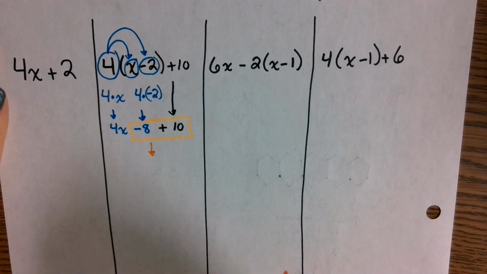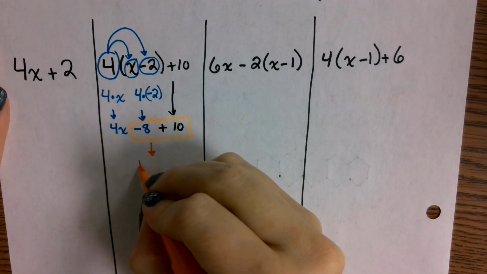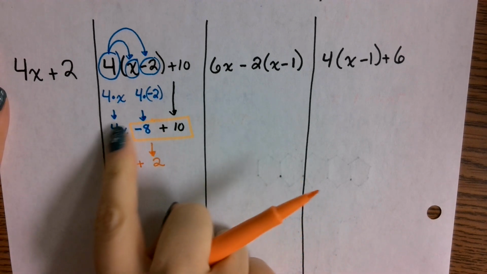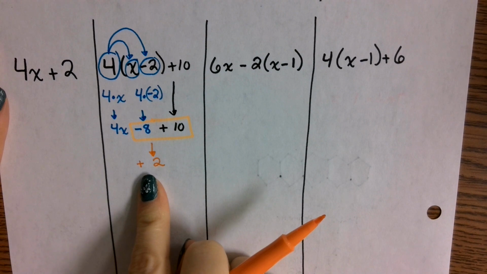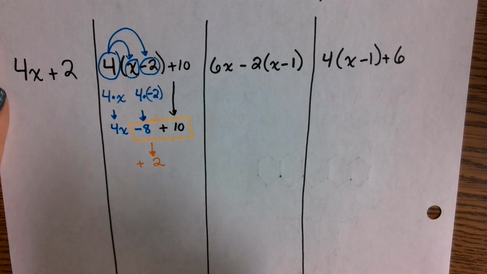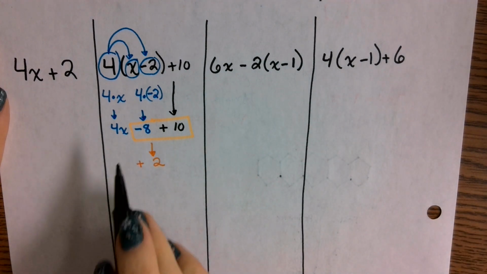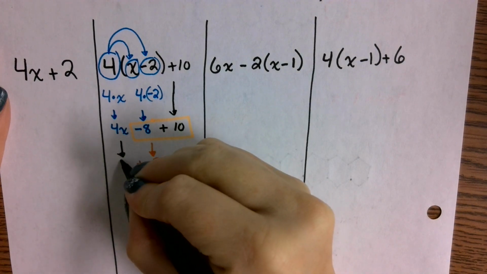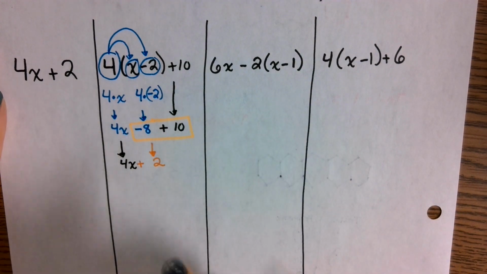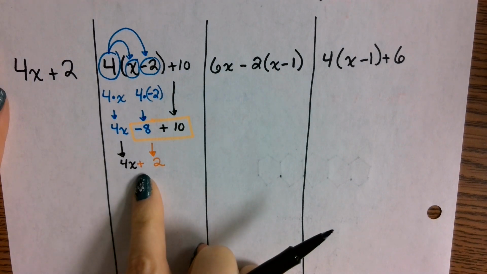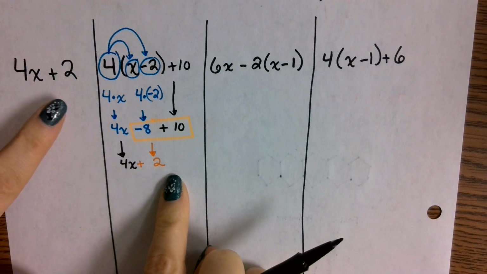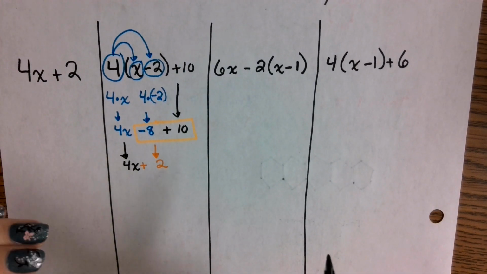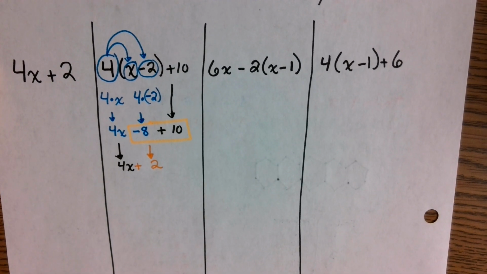And because it's positive, I'm going to write a plus sign in front of it. The reason being is because this is part of an expression. It's not just a number anymore. That 4x that I can't combine anything with is going to come straight down. So we now have the expression 4x plus 2, which is what we had right here. It simplifies to exactly the same thing.